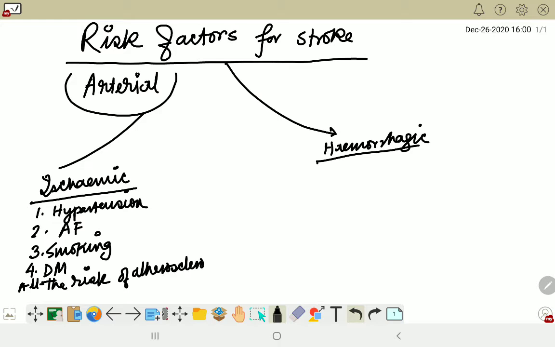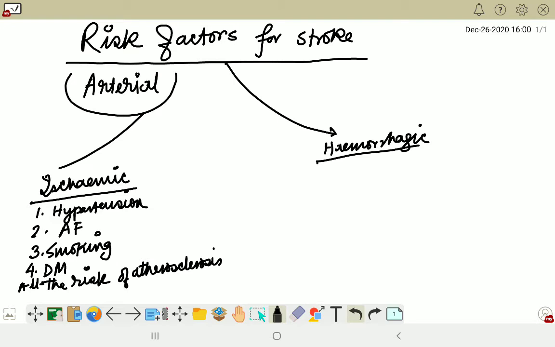Now, it is important to note here that hyperlipidemia is not in the first four, although in cardiovascular disease, hyperlipidemia is much higher up in the list. In the case of cerebrovascular disease, it's a risk factor, but it's not as high as the other four mentioned. So, these are the common risk factors for ischemic stroke.